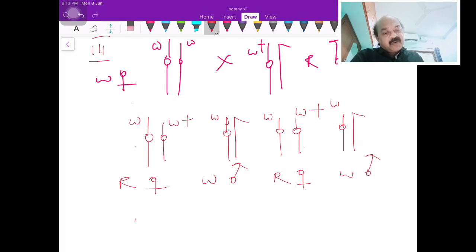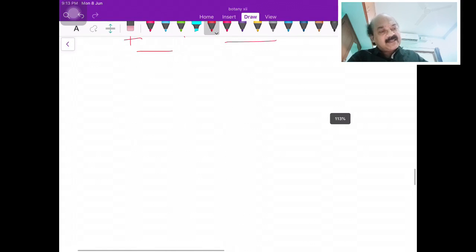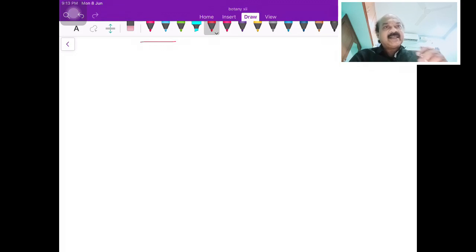Here you can conclude all females are red and all males are white. This is the third cross. Morgan drew some conclusions by combining all these three crosses.